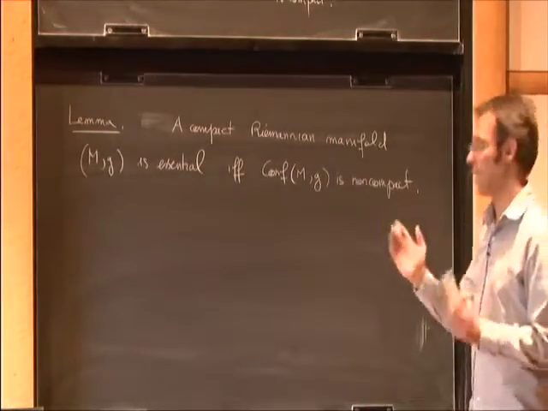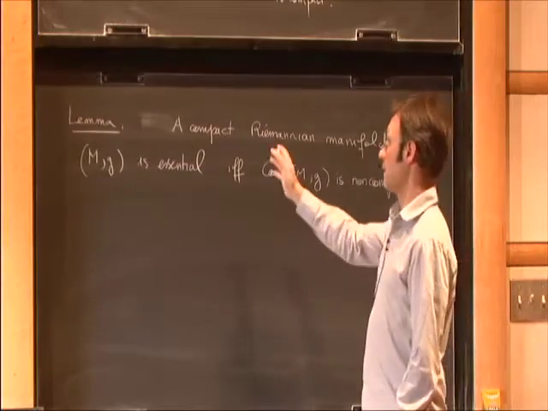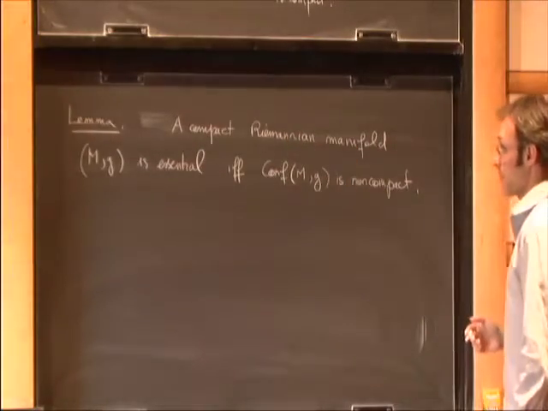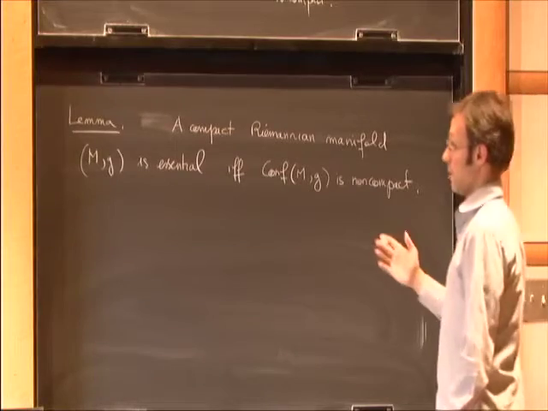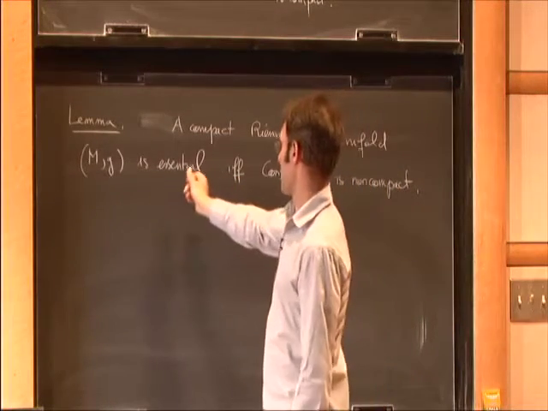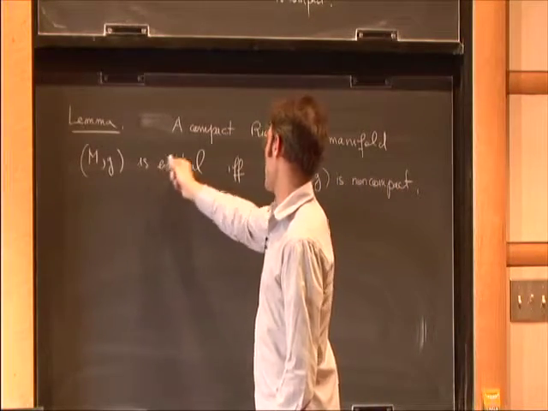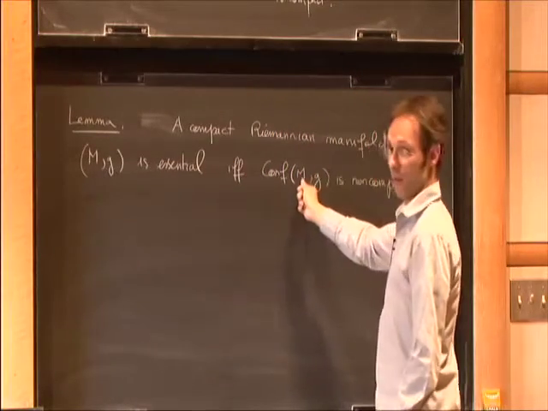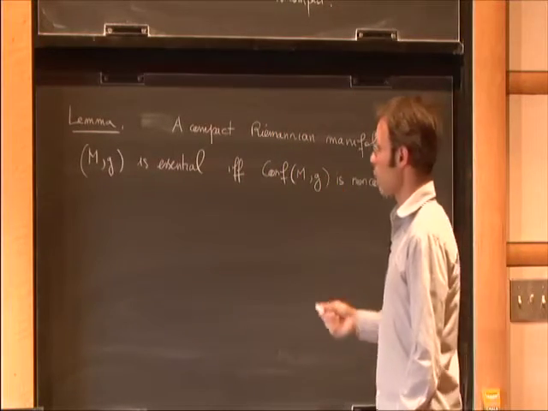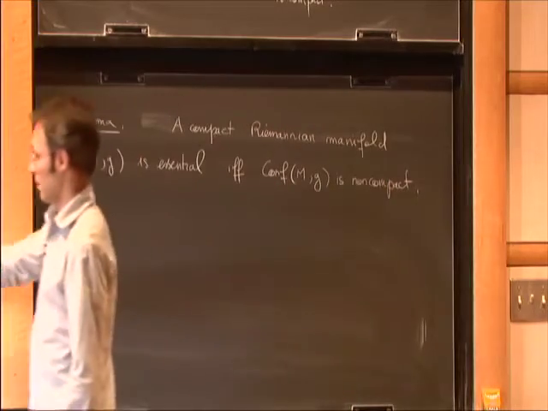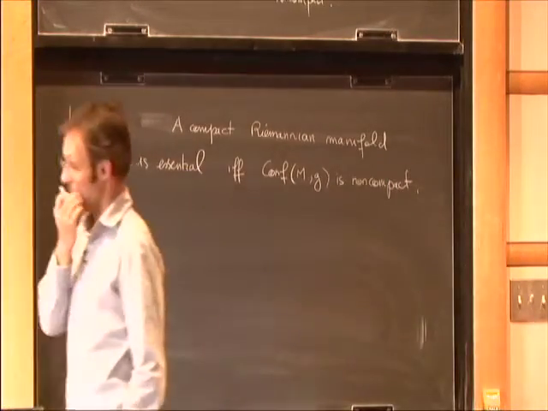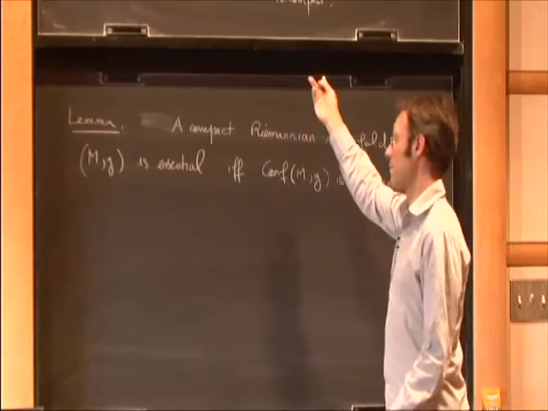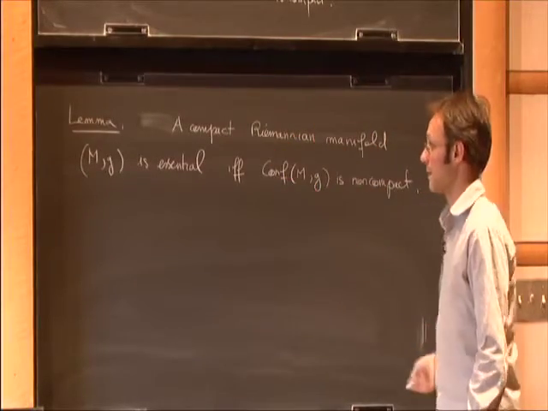So we have a nice characterization of essentiality for compact Riemannian manifolds. The proof is easy. We will see that inessential is equivalent to the compactness of the conformal group. One direction is a direct consequence of the Myers-Steenrod theorem. If you preserve a metric in the conformal class, then you will be compact.